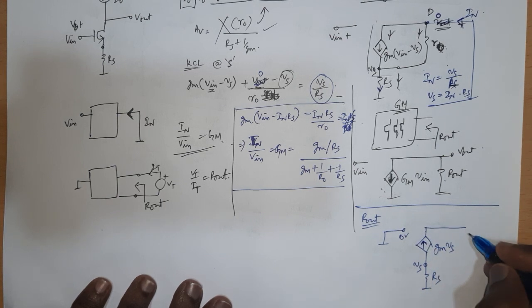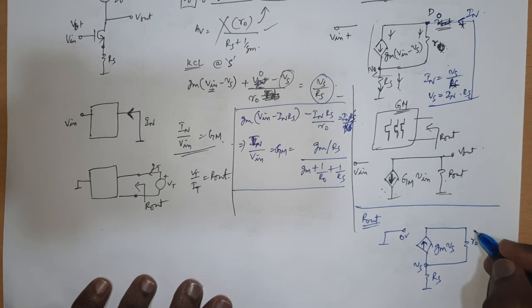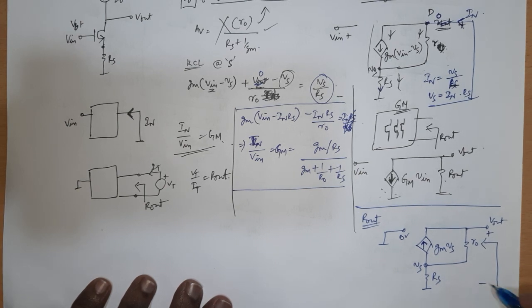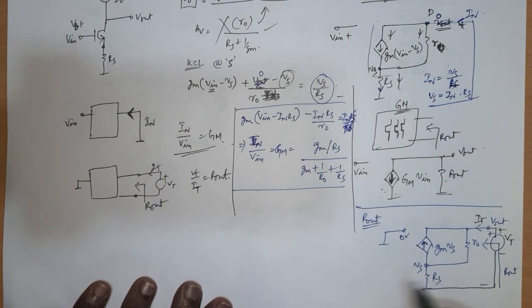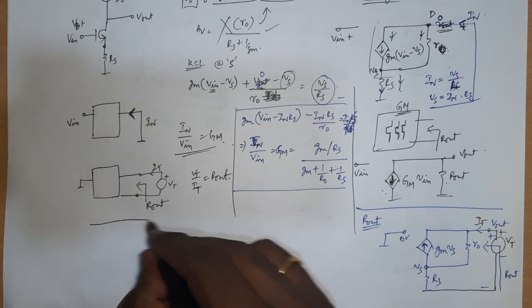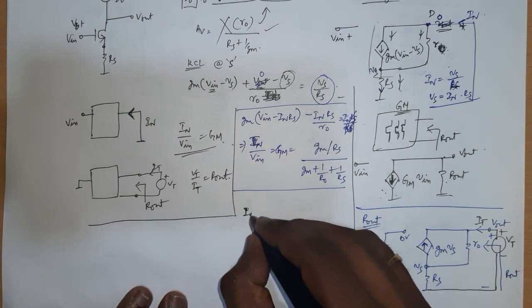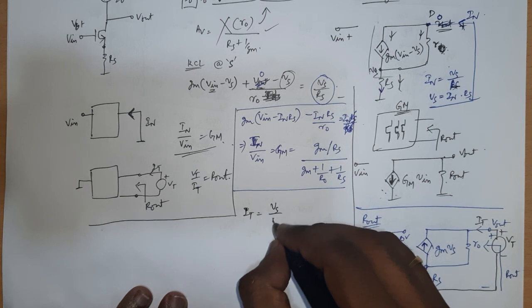I have R0 here, and this is my Vout terminal, and looking in from positive to negative, what will be my Rout? That's my question. So you put a test voltage here, V test, between this and ground, and measure what is I test. It's very straightforward, just like what we did. If you calculate, then you will have I test equal to Vs by Rs.